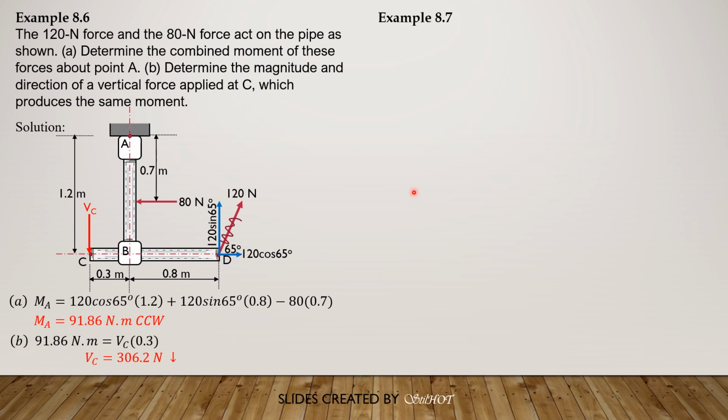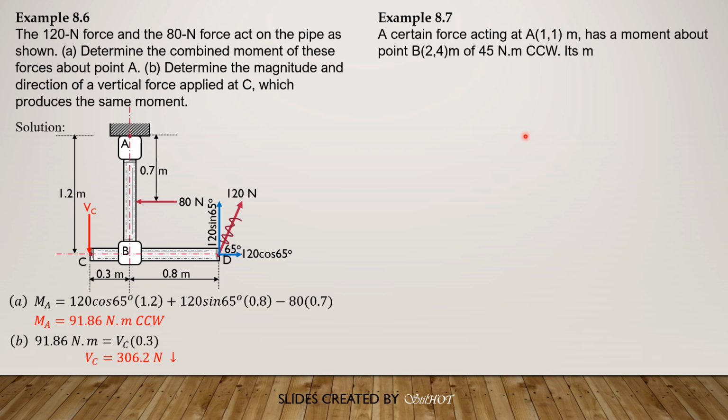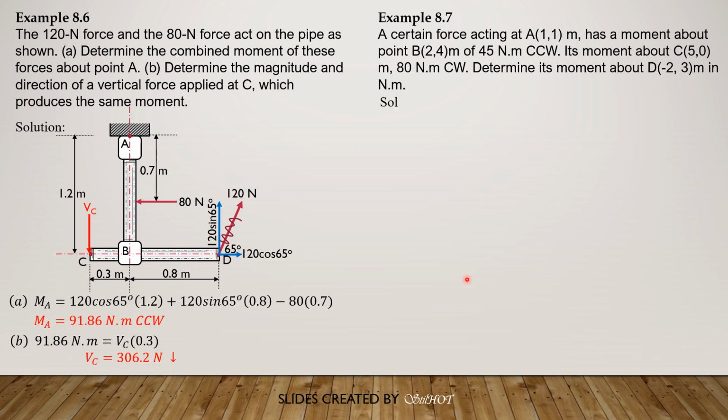And example 8.7, a certain force acting at A, which is at (1, 1) meters, has a moment about point B, which is at (2.2, 4) meters, of 45 Newton meter counterclockwise. Its moment about point C at (5, 0) is 80 Newton meter clockwise. So determine its moment about D, which is at (-2, 3) meters, in Newton meter.